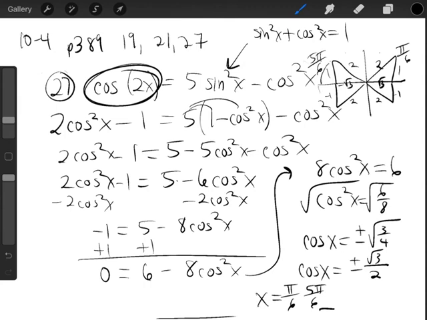This would be, I just count my circles, 6 pi over 6, 7 pi over 6, 8 pi over 6, 9 pi over 6, 10 pi over 6, 11 pi over 6. And there we go. That is everything.